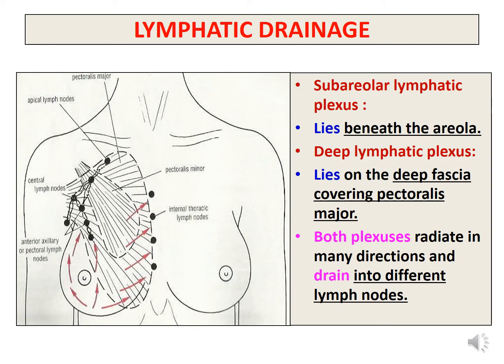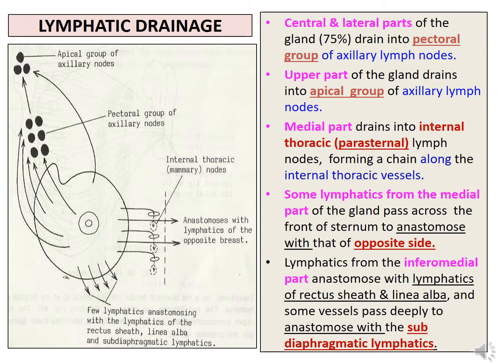The lymphatic drainage is through the subareolar lymphatic plexus and the deep lymphatic plexus. The subareolar lymphatic plexus lies beneath the areola, while the deep lymphatic plexus lies on the deep fascia covering the pectoralis major, and both of these plexuses radiate in many directions and drain into different lymph nodes. The central and lateral part of the gland, which is 75%, drains into the pectoral group of the axillary lymph nodes. The upper part of the gland drains into the apical group of the axillary lymph nodes.